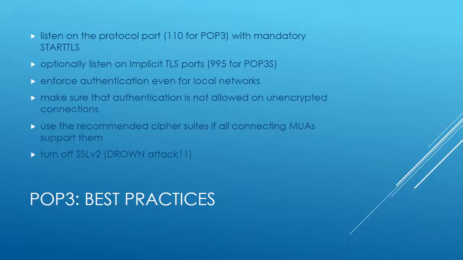Here listed are the best practices that I recommend to harden POP3. Listen on the protocol port with mandatory STARTTLS, port 110 being for POP3. Optionally listen on implicit TLS ports, port 995 for POP3S. Enforce authentication even for local networks. Make sure that authentication is not allowed on unencrypted connections. Use the recommended cipher suites if all connecting MUAs support them. And turn off SSLv2.